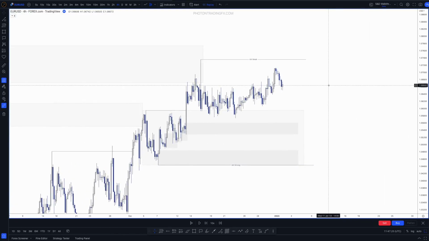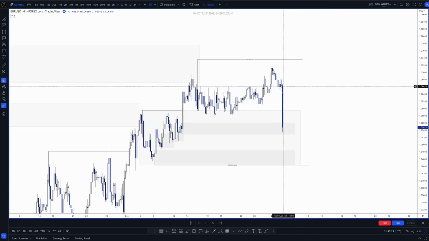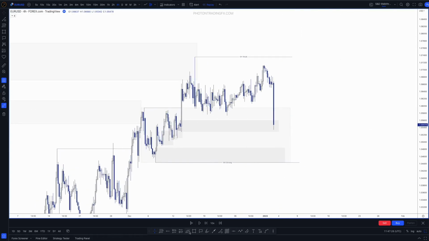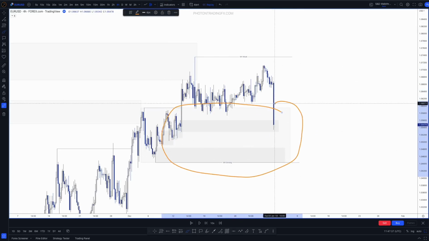So let's play this forward a little bit and see what goes on. Okay, so we've impulsed down and we've come into our 4-hour demand zone. So this is where we can now look to see, will the 4-hour swing trend continue? Are we going to form that 4-hour higher low? And are we going to continue to the upside? We obviously know we're within that daily demand as well.